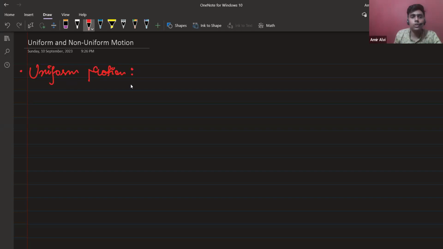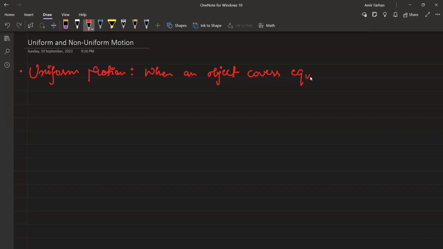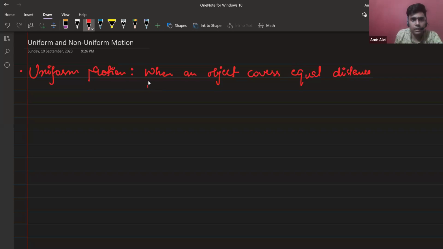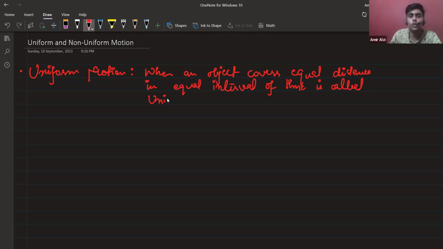Okay, so in physics, in motion, uniform motion means when an object covers equal distance in equal interval of time, it is called uniform motion. Like the object is in uniform motion, or the object is performing uniform motion basically.